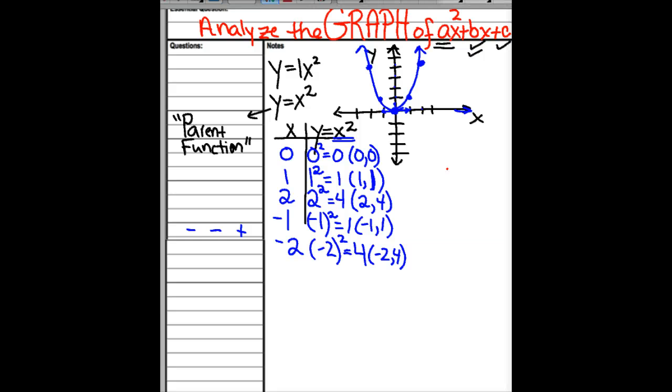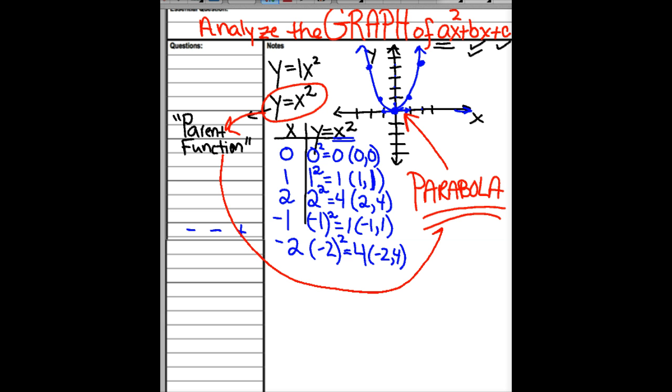First of all, this shape right here is called a parabola. The graph is called a parabola. The function or the equation right here is called a quadratic equation. When there's no numbers in front of it, we call it a parent function, and its graph makes a parabola.